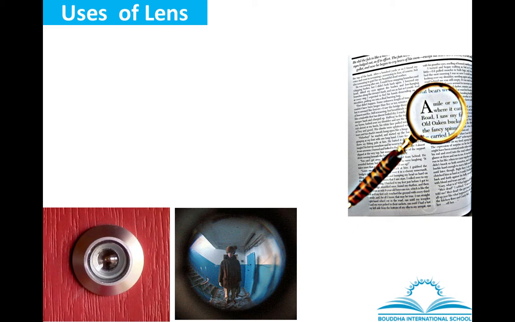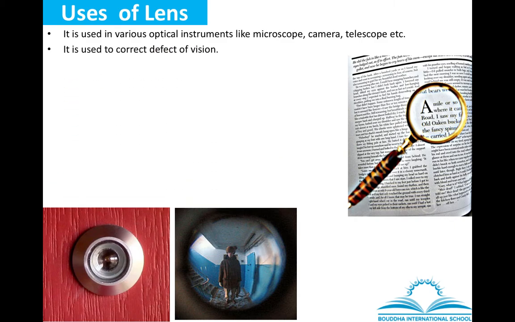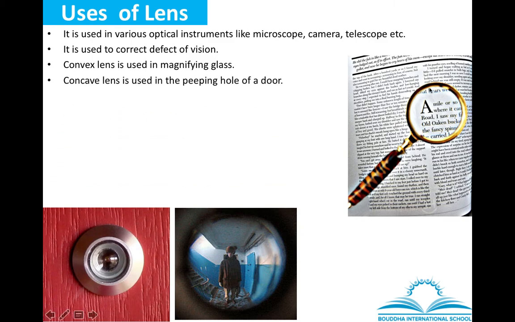Now, uses of lens. We use lenses for various purposes. The first is that they are used in different optical instruments like microscope, camera, telescope, mobile phone, and so on. They are used to correct defects of vision. A convex lens is used in a magnifying glass, as you can see, and a concave lens is used in the peephole of a door.